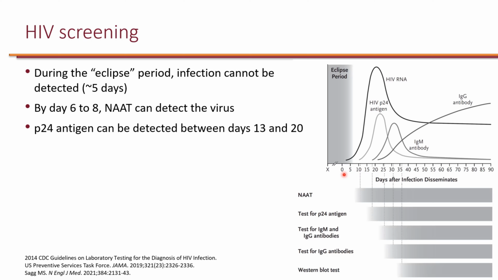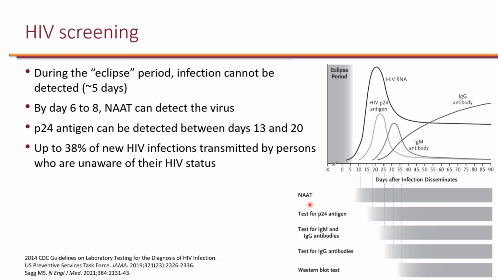Between days 13 and 20 is when the P24 antigen can be detected, and depending on what source you look at, you will see different numbers. Some sources say 15 to 20 days, some say 13 to 20. It's clear that around 2 to 3 weeks after exposure is when this antigen will be detected. It will take significantly longer for the body to make antibodies and for those antibody tests to be positive. Now, up to 38% of new HIV infections are transmitted by people who are unaware of their HIV status. So it is important to screen people who are at risk for HIV.